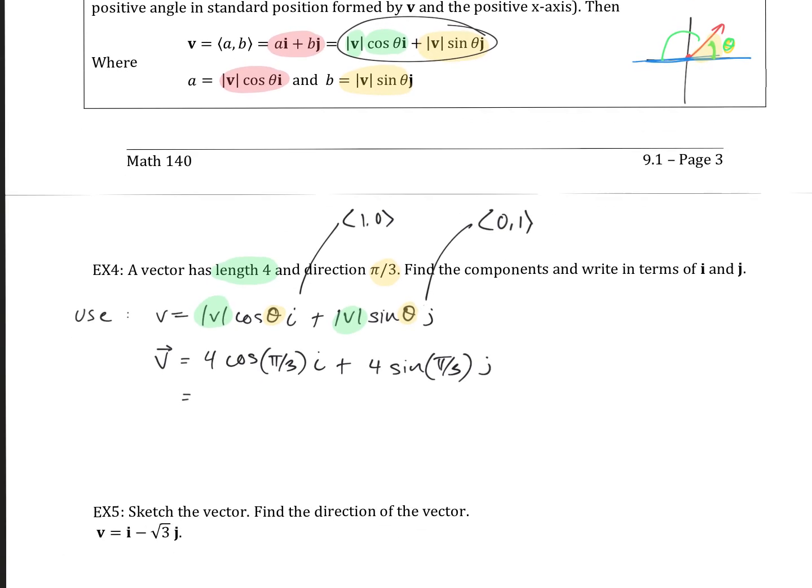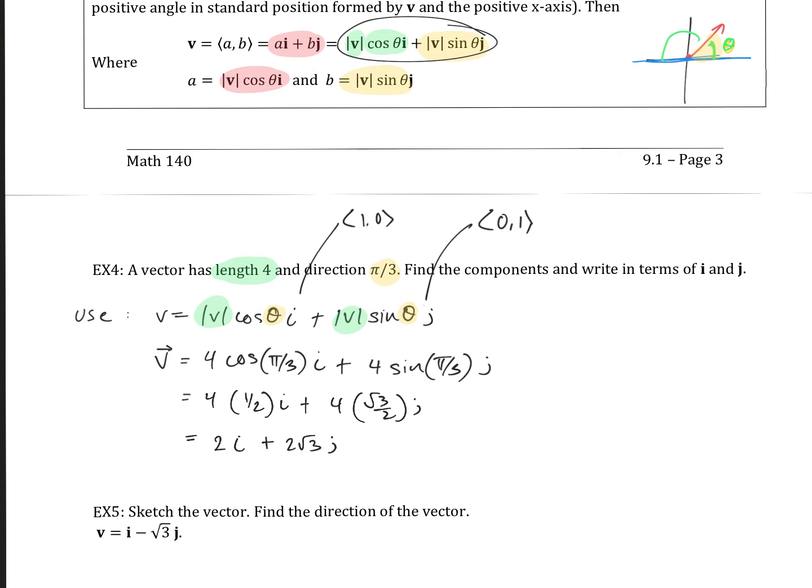Well, pi over 3, cosine is a half, and sine is root 3 over 2. So 4 times a half i plus 4 times root 3 over 2 j. And we get 2i plus 2 root 3 j.